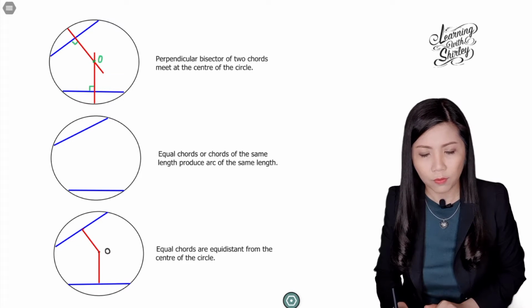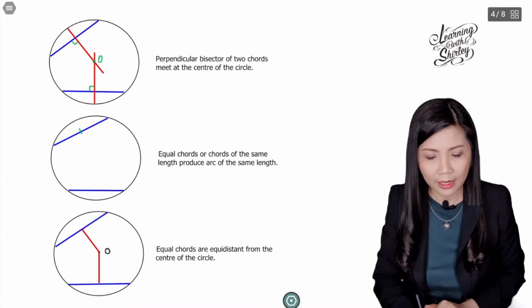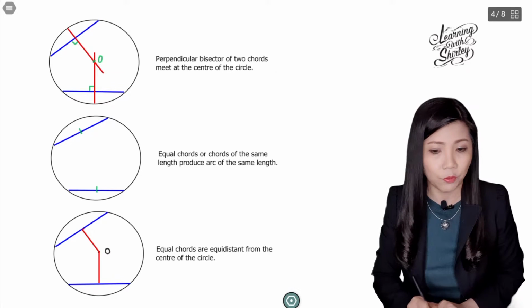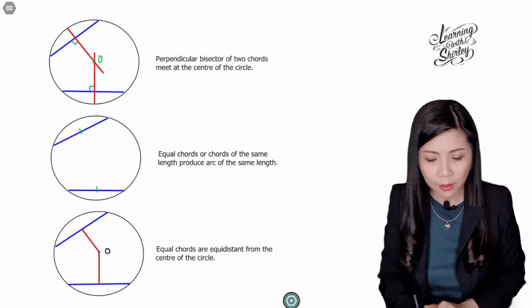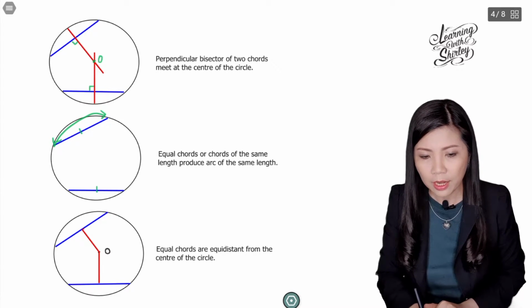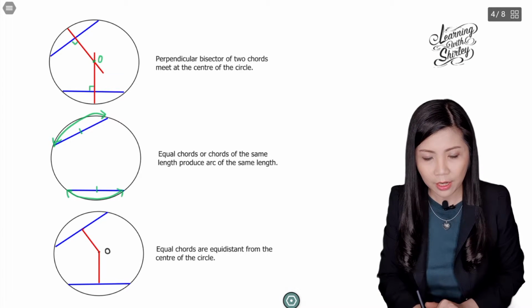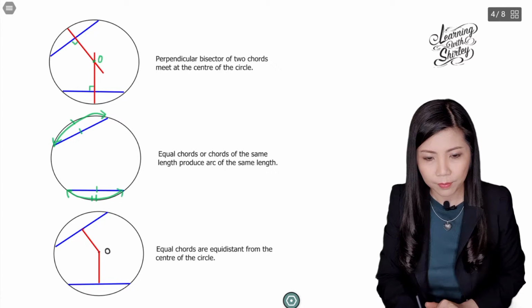Next, equal chords, or chords of the same length. Say this length of chord is the same as this length of chord. It will produce the same length of arc. It means that from here to here, this is the length of arc, and it's the same as the length of arc here to here. So they are the same.